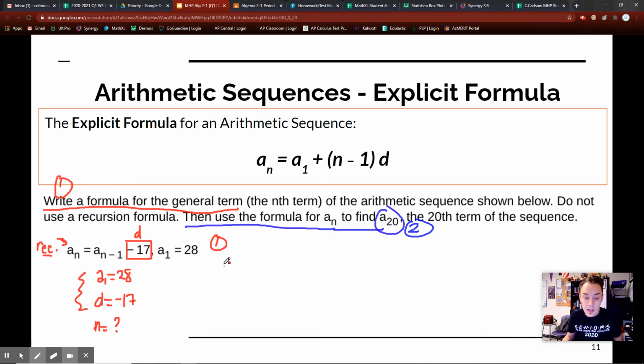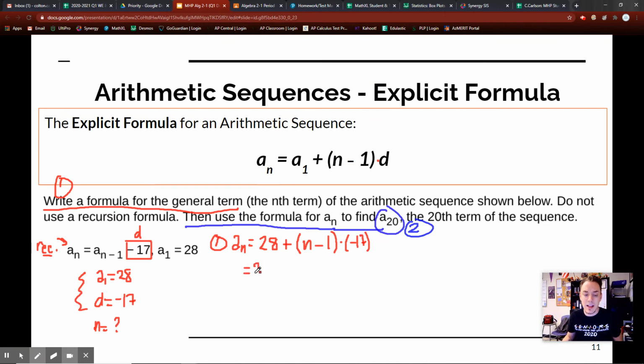Let's follow. So a sub n. Now notice I'm not going to put a number here because I don't know what it is technically for my red. It wants a general term. My a sub 1 is 28 plus parentheses, and then n, do I know that? No. We have a question mark there. Minus 1 parentheses times, because that's multiplied. What is my common difference? I'm glad you asked. Negative 17. Perfect.